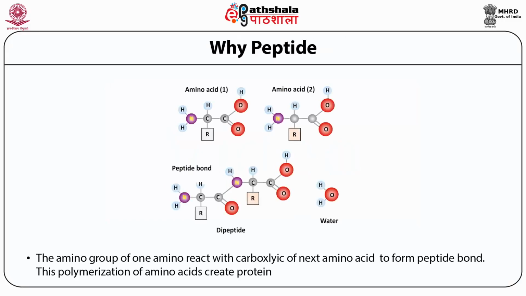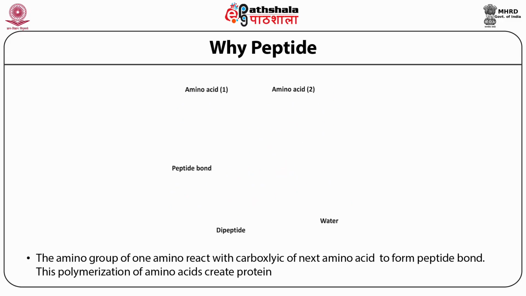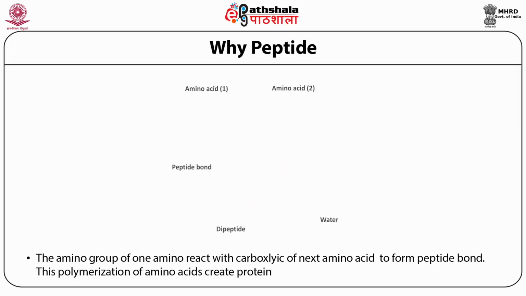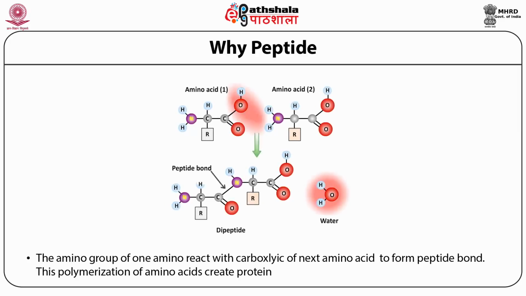The amino group of an amino acid reacts with the carboxyl group of the next amino acid to form a peptide bond. This polymerization of amino acids creates a protein. So, when two amino acids react with each other, the amino group of the first amino acid reacts with the carboxyl group of another amino acid to form a peptide bond, CONH, forming a dipeptide and releasing one molecule of water.